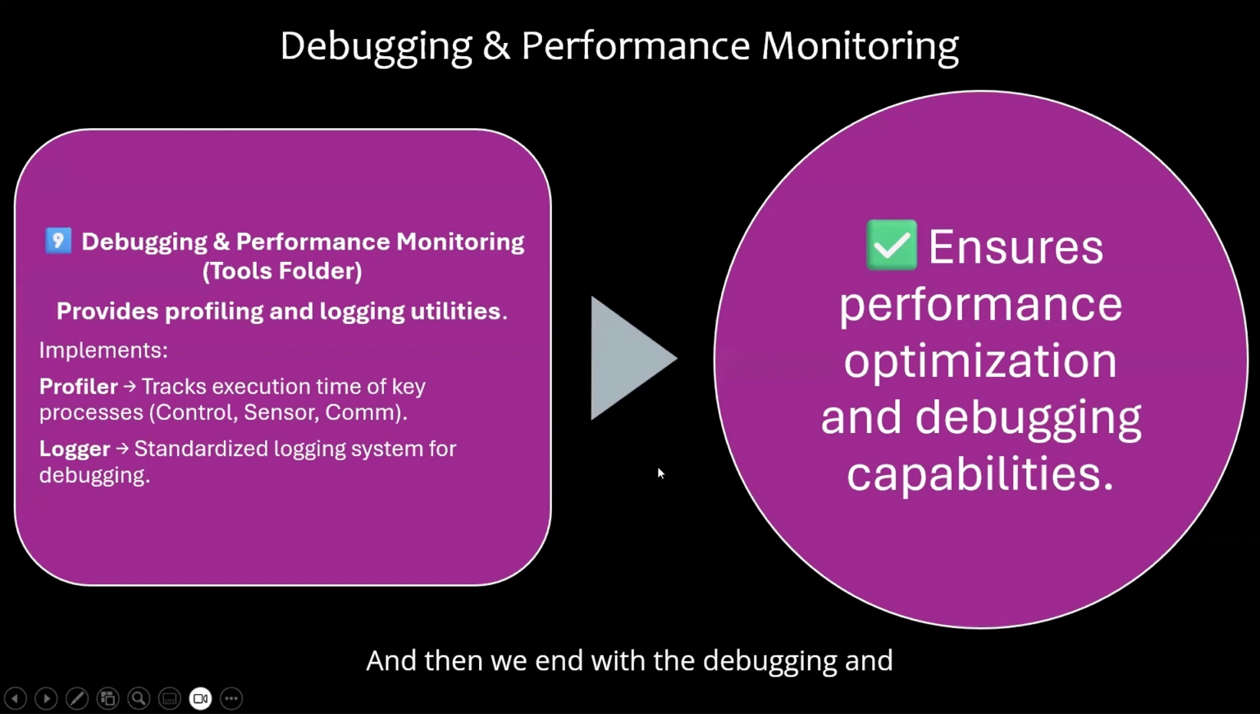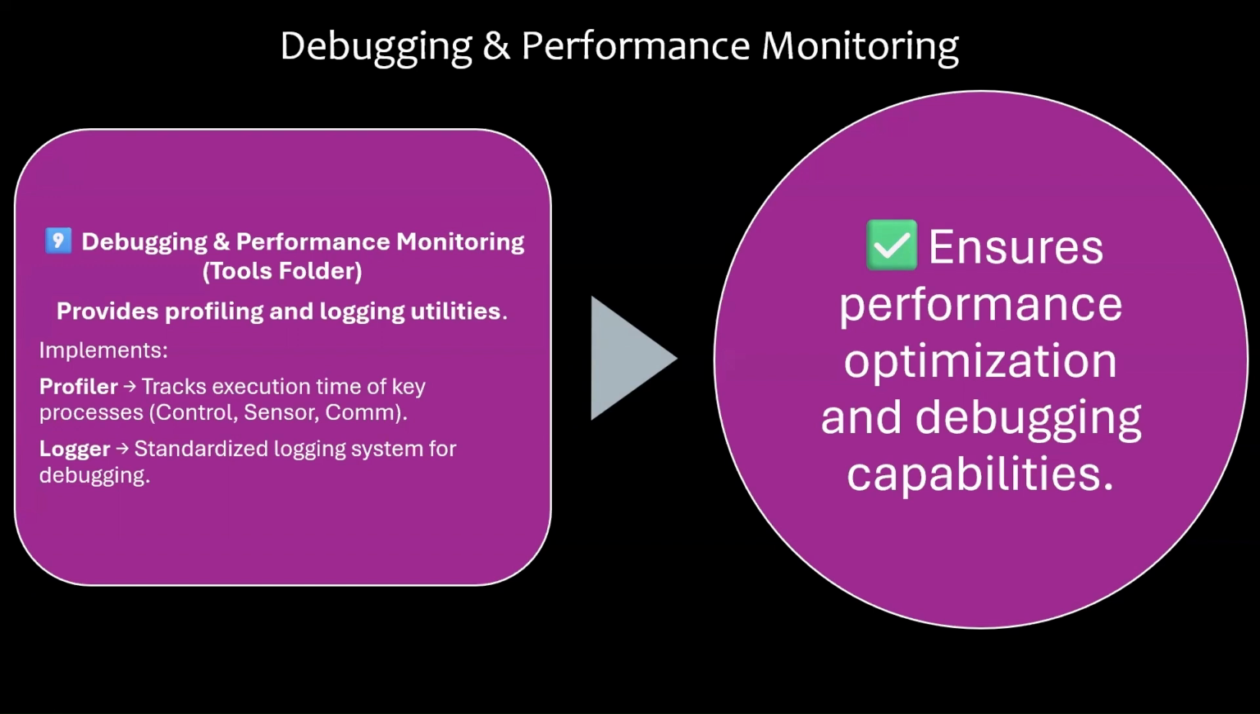And then we end with the debugging and performance monitoring. We can find this in the tools folder, and this provides profiling and logging utilities. This just implements the profiler, which tracks execution time of key processes. We have the control, the sensor communication, and then we have a logger, which standardizes the logging system for debugging. So this overall ensures performance optimization and debugging capabilities.